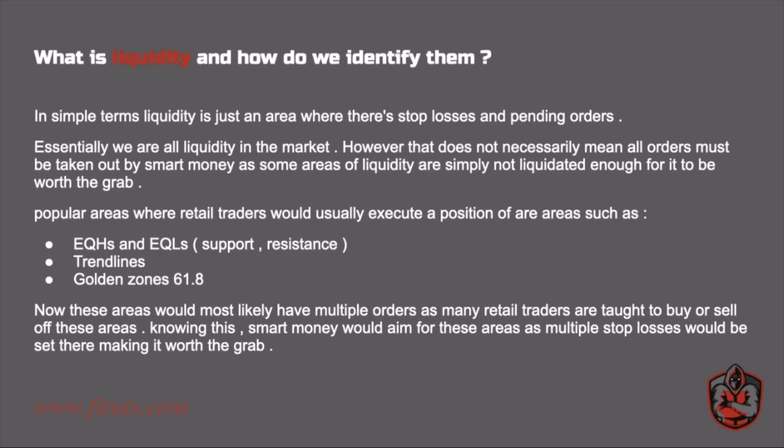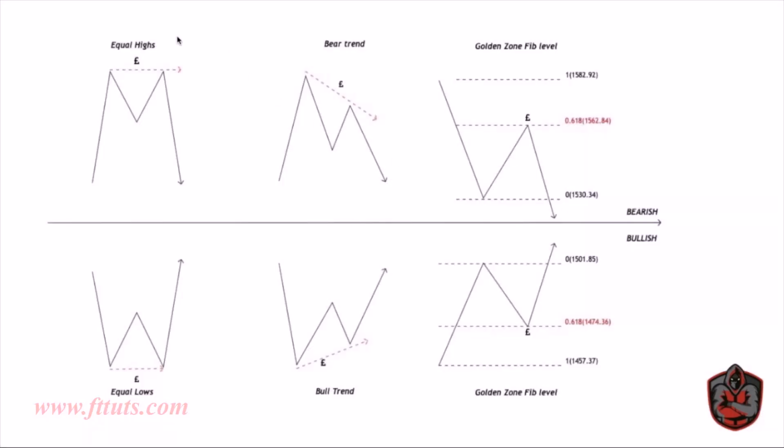Now, if I go back to the last slide, remember when I was talking about the popular areas where retail traders would usually execute their positions? Those are areas of what we deem as liquidity in the market. So we have our equal highs, our areas of double tops and resistance. When we identify these levels, we mark that out as an area of liquidity. Same thing for equal lows. When we identify double bottoms or areas of support, we'll identify that as liquidity.